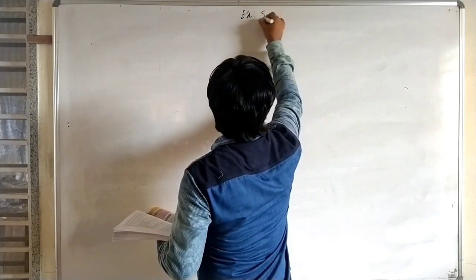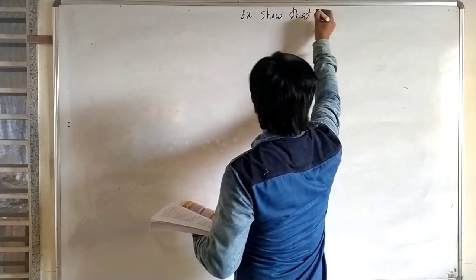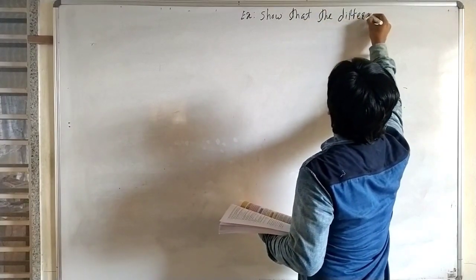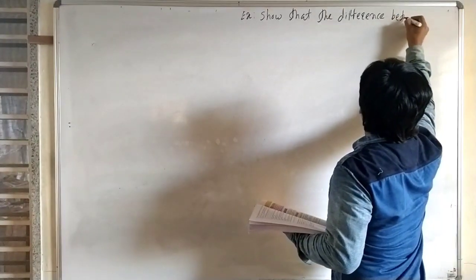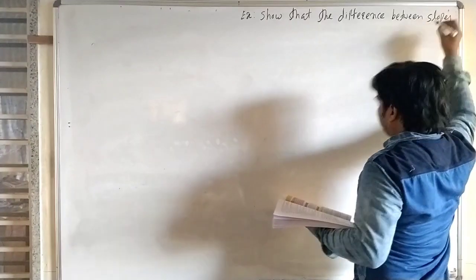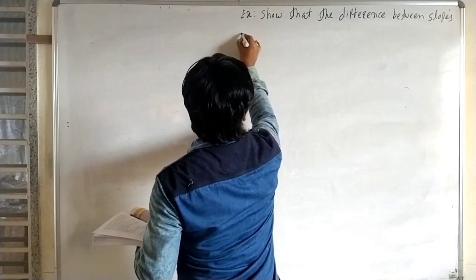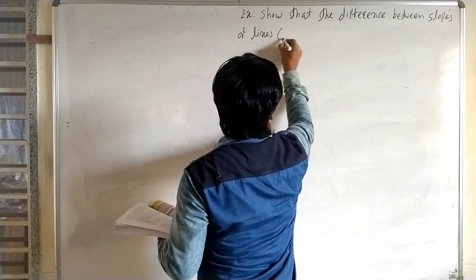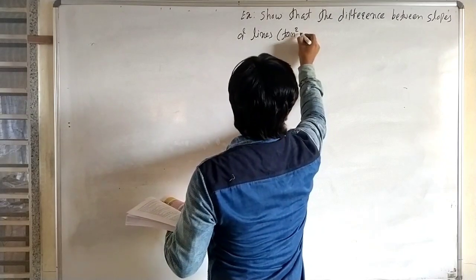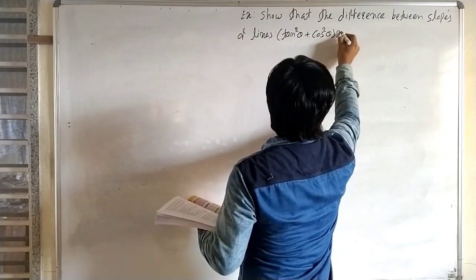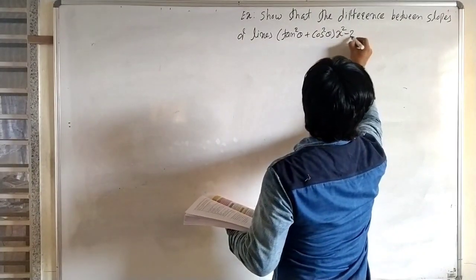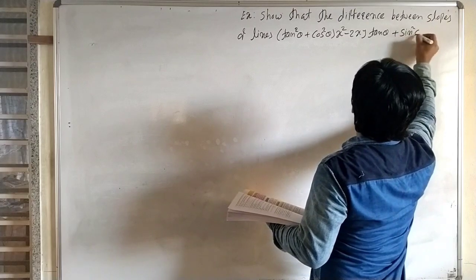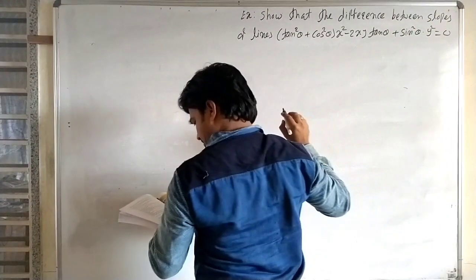Show that the difference between slopes of lines tan square theta plus cos square theta into x square minus 2xy tan theta plus sin square theta y square is equal to 0 is 2.